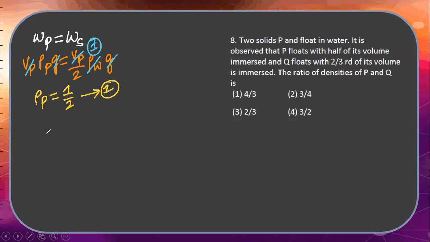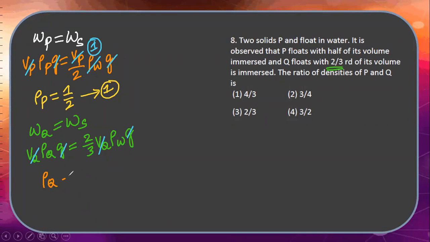Similarly, we will take it for the second. Weight of Q is equal to the weight of the water displaced by Q. Volume of Q into density of Q into g is equal to 2/3 VQ, as 2/3 of its volume is submerged, into density of water into g. Both sides g cancel, VQ also cancels. Density of Q is equal to 2/3. This is equation number 2.